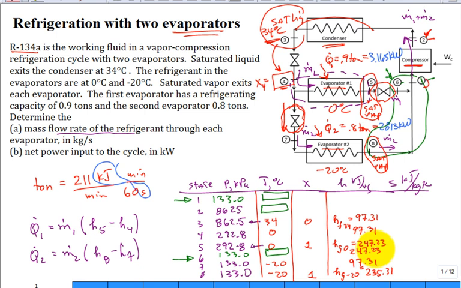Did that make sense? Good. We've got a lot of values figured out, don't we? Only thing we have to figure out is what's the H at 1 and H at 2.